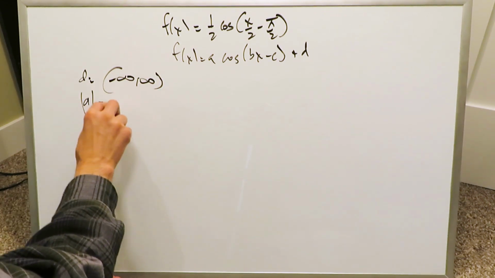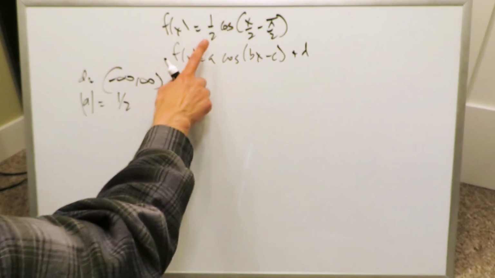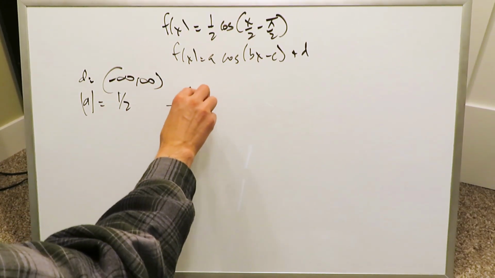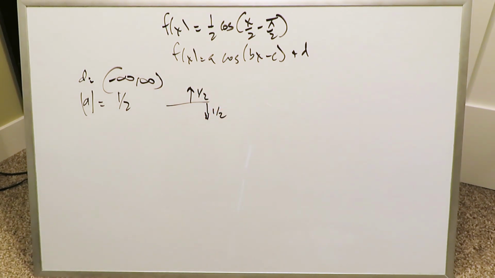What about the amplitude? We have 1 over 2. It'll be half as tall as your regular cosine, which would have an amplitude of 1. This right here has an amplitude of a half. It's half as tall. From the line of axis, it'll be half up and half down. That's exactly how your amplitude would show up.